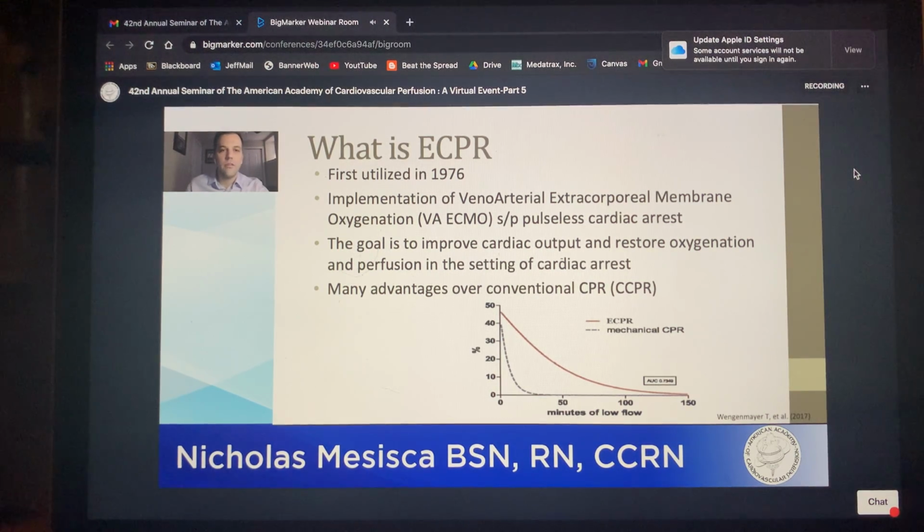The diagram here shows survival rates as a trend in regards to minutes of low flow, contrasting ECPR and conventional mechanical CPR, which really can only deliver about 30 to 40% of normal blood flow to your brain. Survival rates are much higher from onset of cardiac arrest throughout low flow periods in ECPR, and even though it may not be ideal, ECPR can actually provide for a longer low flow period.